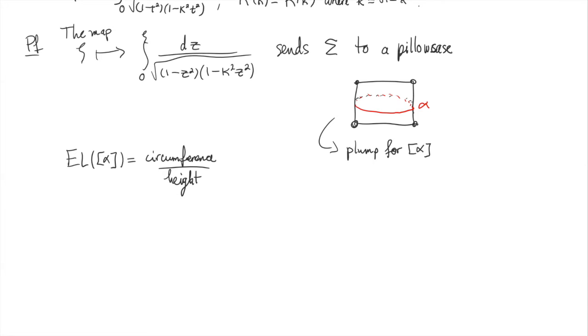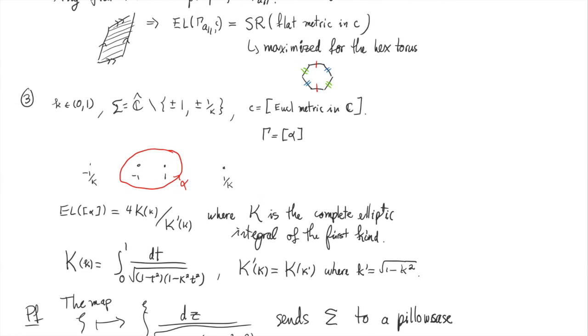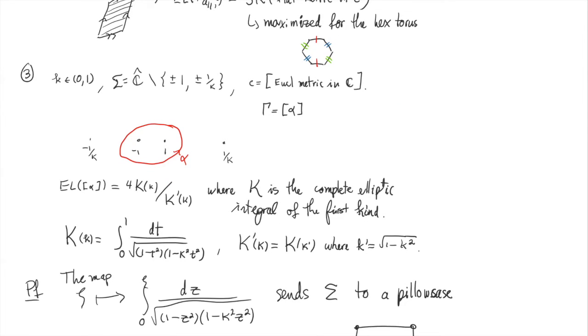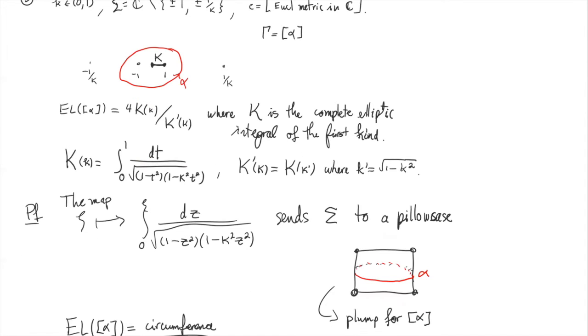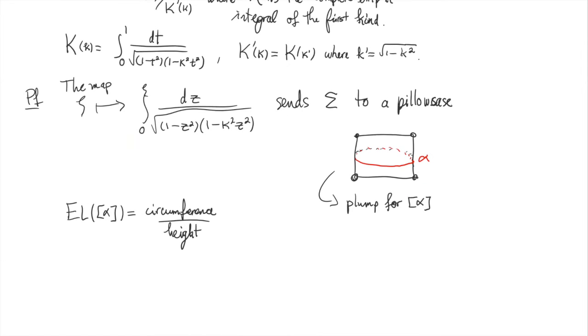And so what is the circumference? Well, if you look at this, the elliptic integral here is the integral from 0 to 1 of this thing. So it's really the length of the segment from 0 to 1 with respect to the pullback metric of the Euclidean metric on the pillowcase. So it's just the length of this segment here. So the circumference is 4 times this quantity, so 4 times K of k.